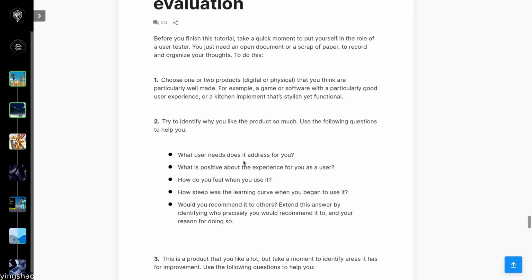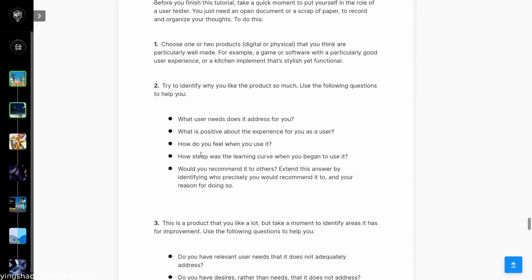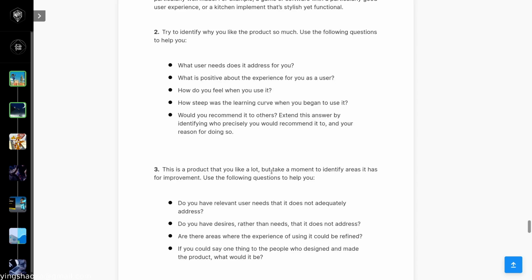What user needs does it address for you? What is positive about the experience for you as a user? What do you feel when you use it? How steep was the learning curve when you began to use it? Would you recommend it to others? This is a product that you like a lot, but take a moment to identify areas it has for improvements.